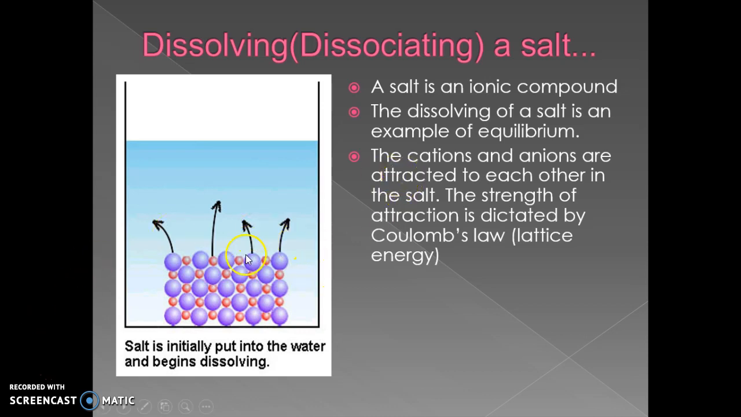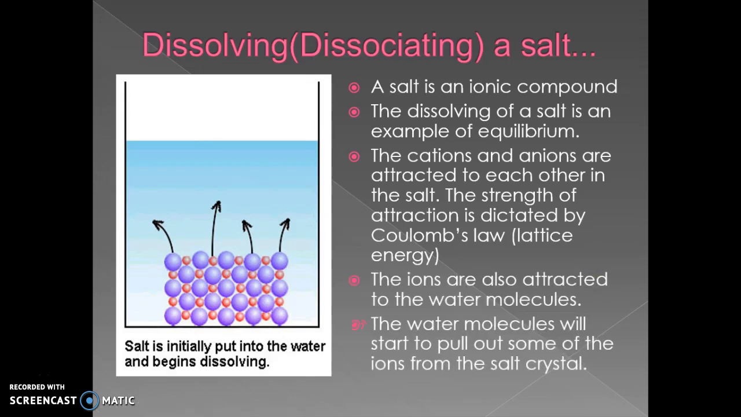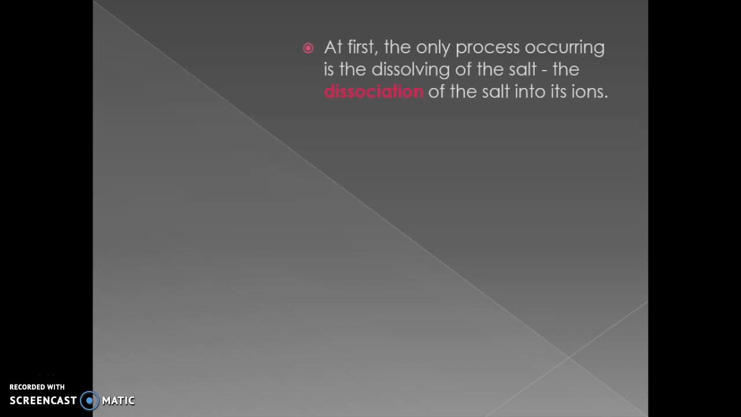And so what controls how much is going to dissociate is obviously Coulomb's law, the idea of calculating the lattice energy. And like we said, the ions are also attracted to water, so the water molecules start to pull some of the ions off, but you wind up establishing, in many cases, an equilibrium in which some of the solid is dissolved as ions, but some of it stays together. And if that's the case, you wind up with a solubility equilibrium.